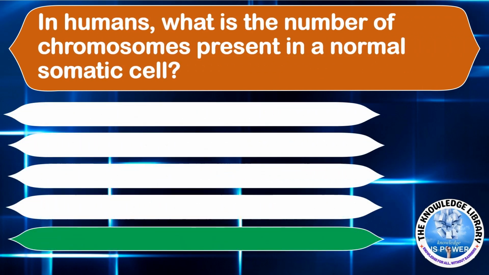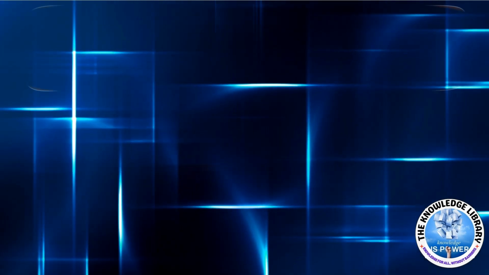The next question is, in humans, what is the number of chromosomes present in a normal somatic cell? Option A, 23. Option B, 46. Option C, 92. Option D, 32. The correct answer is option B, 46.